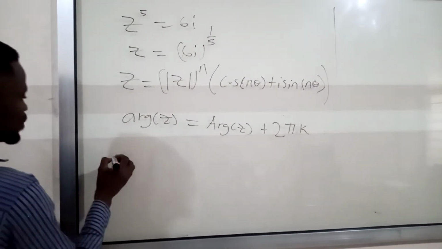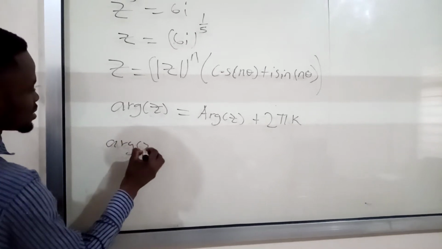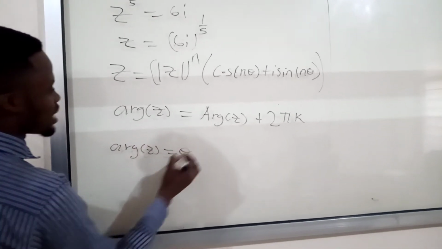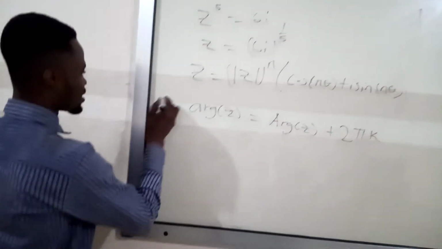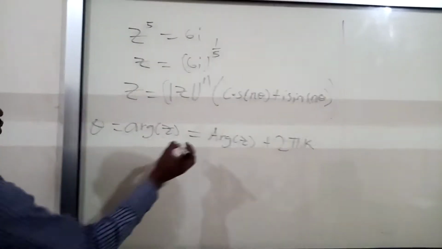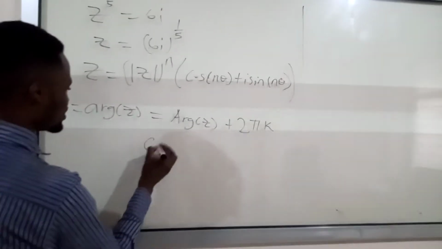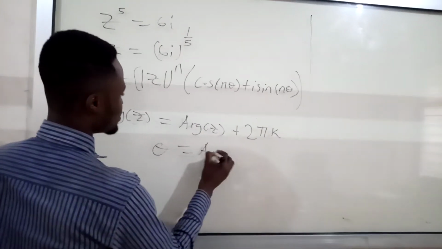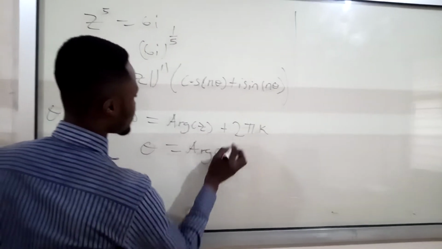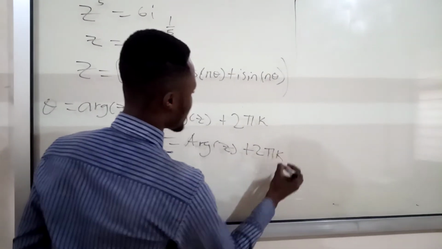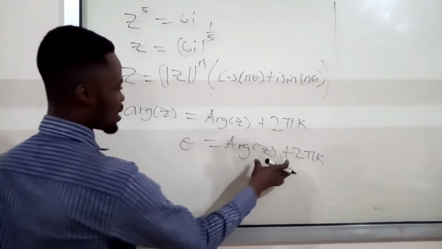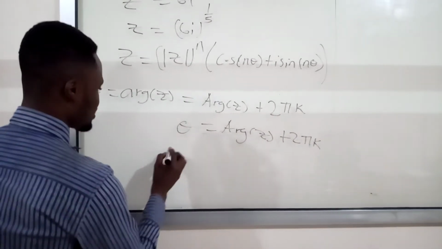So we know that this one is the same as theta. So it means here we can write theta, so it's just like theta is equal to this. We know that theta is equal to the whole of this one, so theta is equal to this, plus 2 pi k.